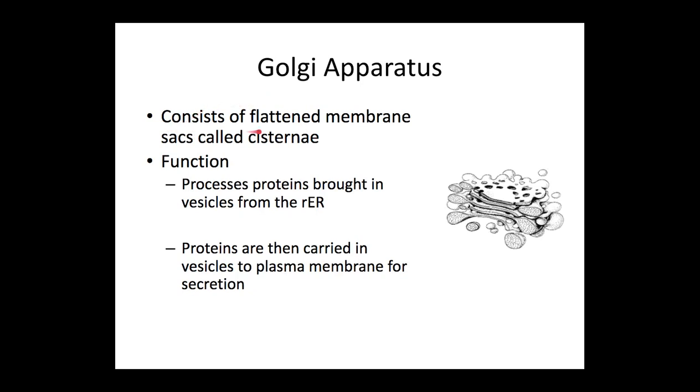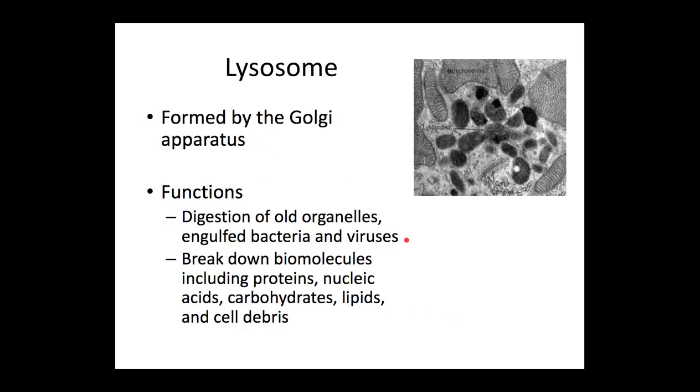All right, Golgi apparatus. This organelle consists of flattened membrane sacs called cisternae as well. The function of this organelle is to process the proteins that are brought in by vesicles from the rough endoplasmic reticulum. The proteins are then carried in the vesicles to the plasma membrane for secretion from the cell. Lysosome. These are organelles that are formed by the Golgi apparatus. Their primary function is to digest old organelles, engulf bacteria and viruses. They can also break down biomolecules, including proteins, nucleic acids, carbohydrates, lipids, and cell debris in the cell.